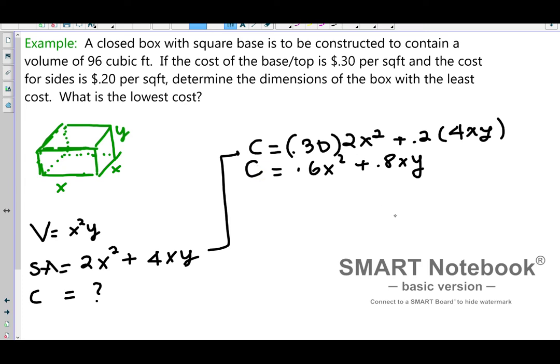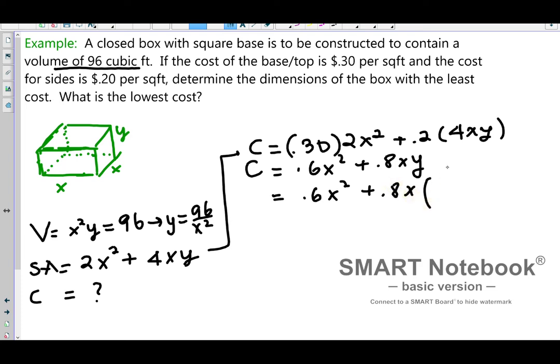And once again, it has 2 variables, so we're going to need to get rid of one and write that in terms of the other. And notice that our constraint is the volume. The volume of this box has to be 96. So if you set volume equal to 96, you can solve for y, which is 96 over x squared. So let's take that information, plug it in our cost equation right here, and let's go ahead and plug in 96 over x squared. So here we're going to have 0.6x squared plus 0.8x times y, but instead of y, I'm writing 96 over x squared.